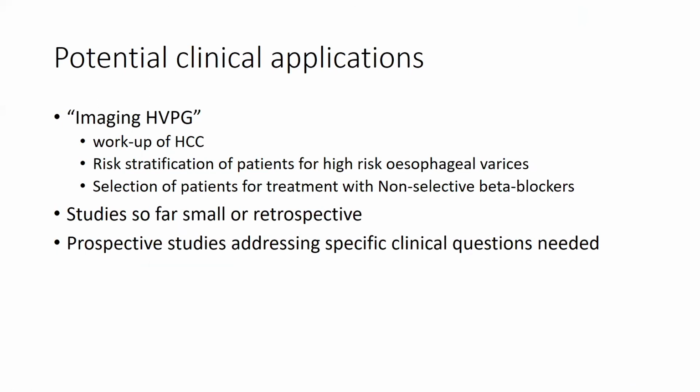So a lot of studies have looked at imaging as a way of assessing portal hypertension and using an imaging HVPG, and this has many potential clinical applications, for example, in the workup of patients with HCC, where those with clinically significant portal hypertension may not be suitable for a resection, whereas those without could have a resection. There is stratification of patients for high-risk esophageal varices, where you would apply imaging for selecting those for endoscopy, pretty much in the same manner as the Baveno criteria are applied, or for the selection of patients for treatment with non-selective beta blockers.